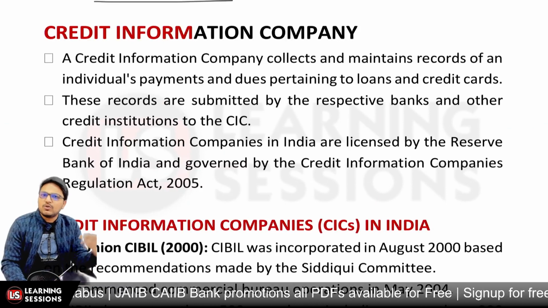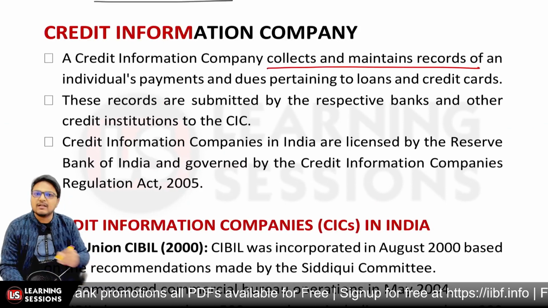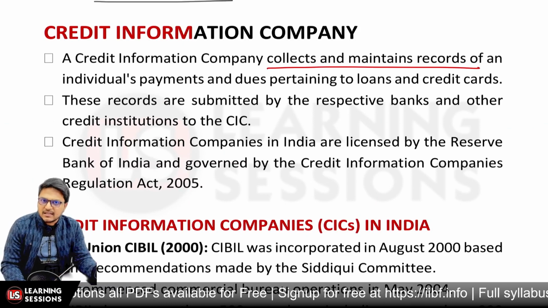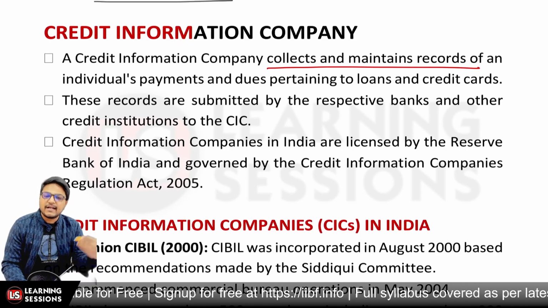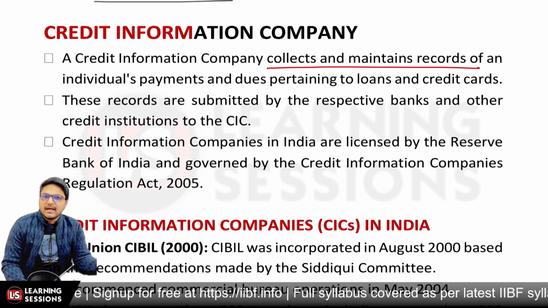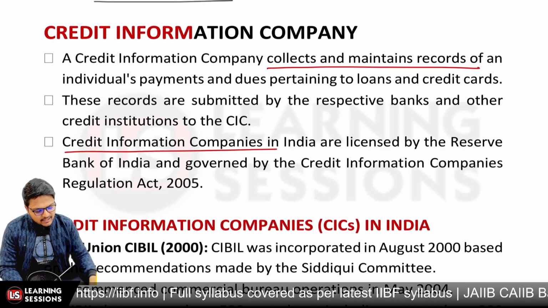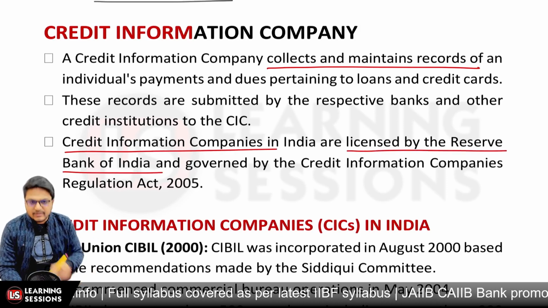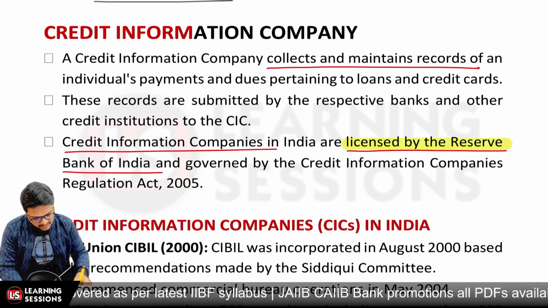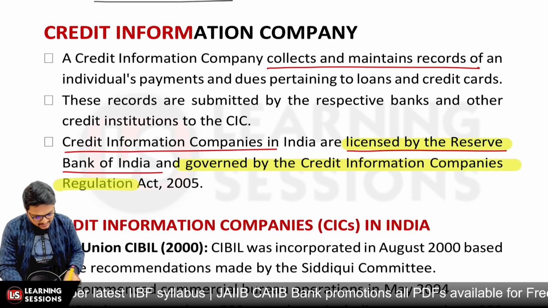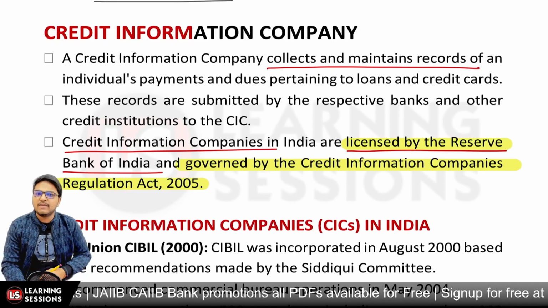So in short, a credit information company collects the data and maintains the records. They process the data, and on demand they submit the CIR, that is a credit information report, to the banks. Further, credit information companies, that is CICs in India, are licensed by the Reserve Bank of India, and they are governed by the CICRA, that is the Credit Information Companies Regulation Act 2005, right?